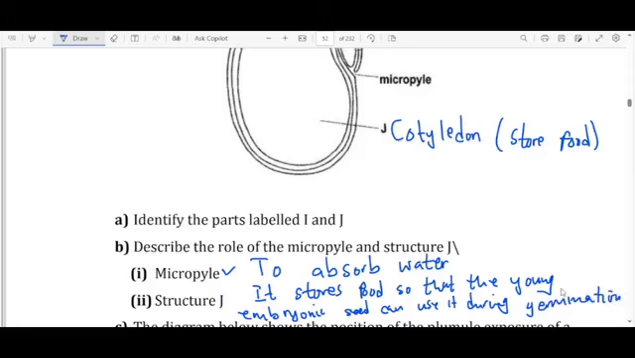So these are your answers. You can say the function of the micropyle is just to absorb water. Then the function of the cotyledon is to store food so that the young embryo can use it as it's growing, during the process of germination.